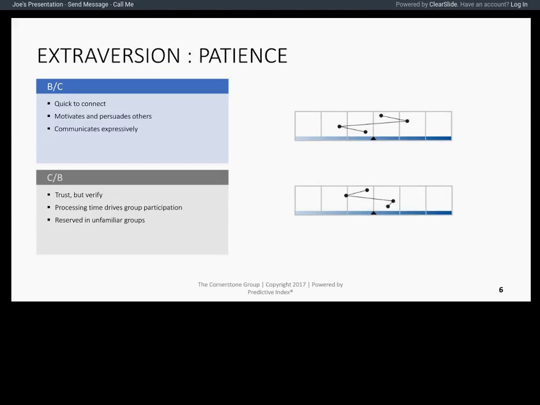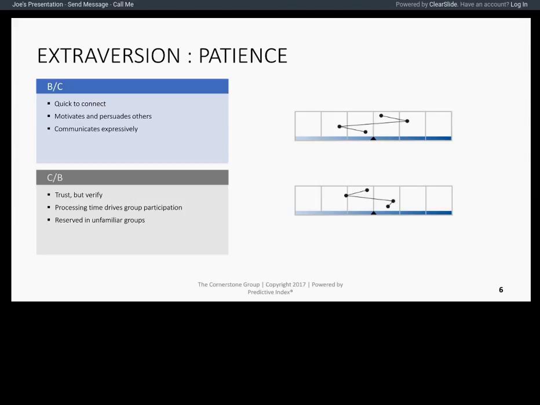Next up, we have extroversion, factor B, and patience, factor C. When you have folks that are high in extroversion and low in patience, you tend to see folks that are really quick to connect. They motivate and persuade others as a means of getting things done, and their communication style tends to be very lively and expressive.